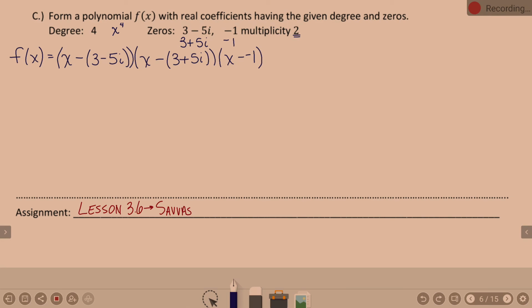Multiplicity 2. Remember, technically multiplicity says there's going to be a power of 2. But how do we really write that out? If we're going to have to multiply this out, this just means we're going to have another parenthesis that is x minus negative 1, or in other words, x plus 1. Okay?